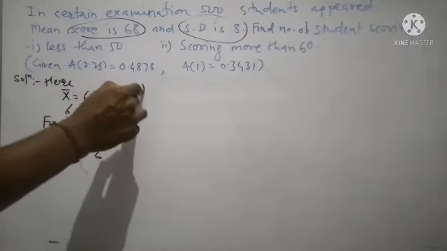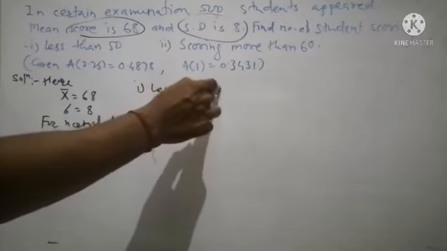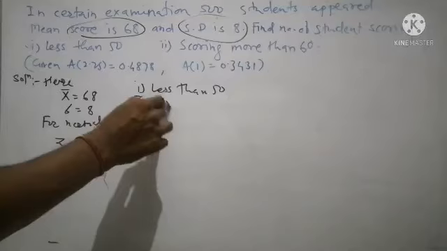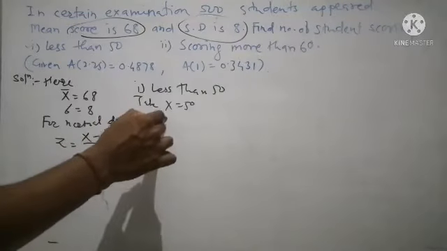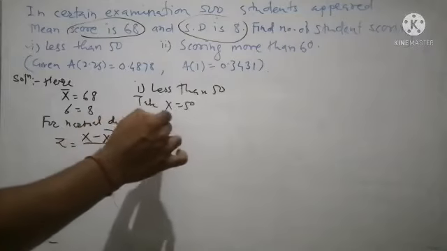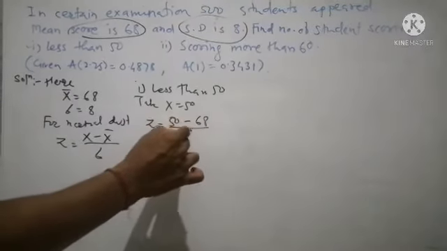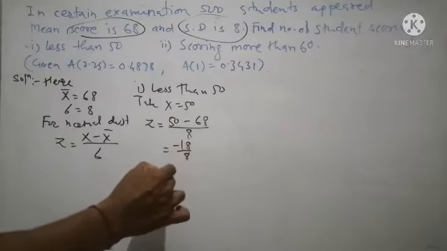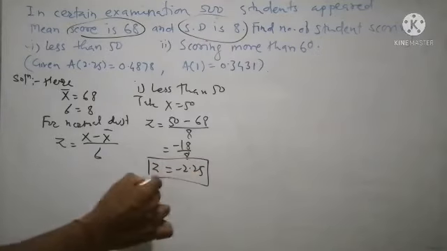In the first, we have to find the number of students scoring less than 50. As the inequality is less than 50, take variable x as 50. For x equal to 50 we find z. For that we put 50 in the formula: 50 minus x bar 68 divided by 8. Now the subtraction, minus 18 divided by 8, is equal to minus 2.25. That is, z is equal to minus 2.25.